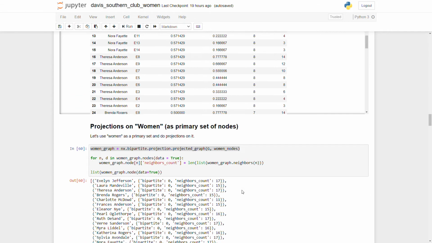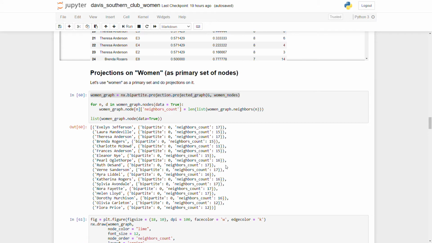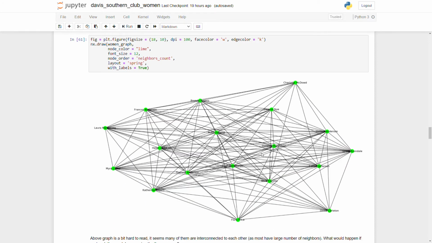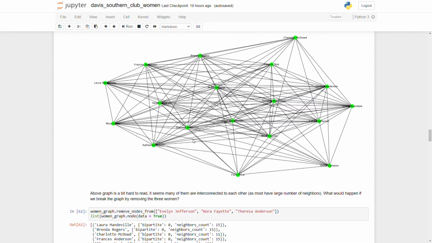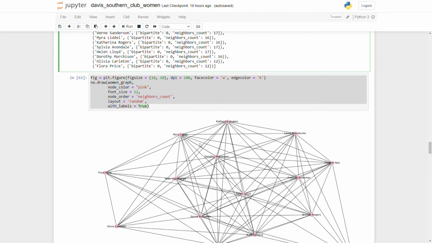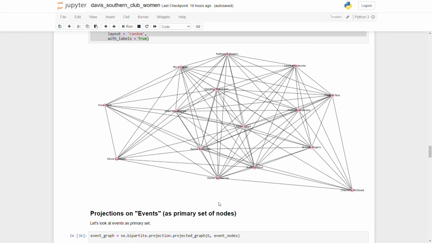And then we project onto just the women nodes. So we use the events to project a women network graph. And that's what this is. So you can see how all the different women are connected through the events that they attended. We take out a few of the more well-connected women and then take a look at the graph again.